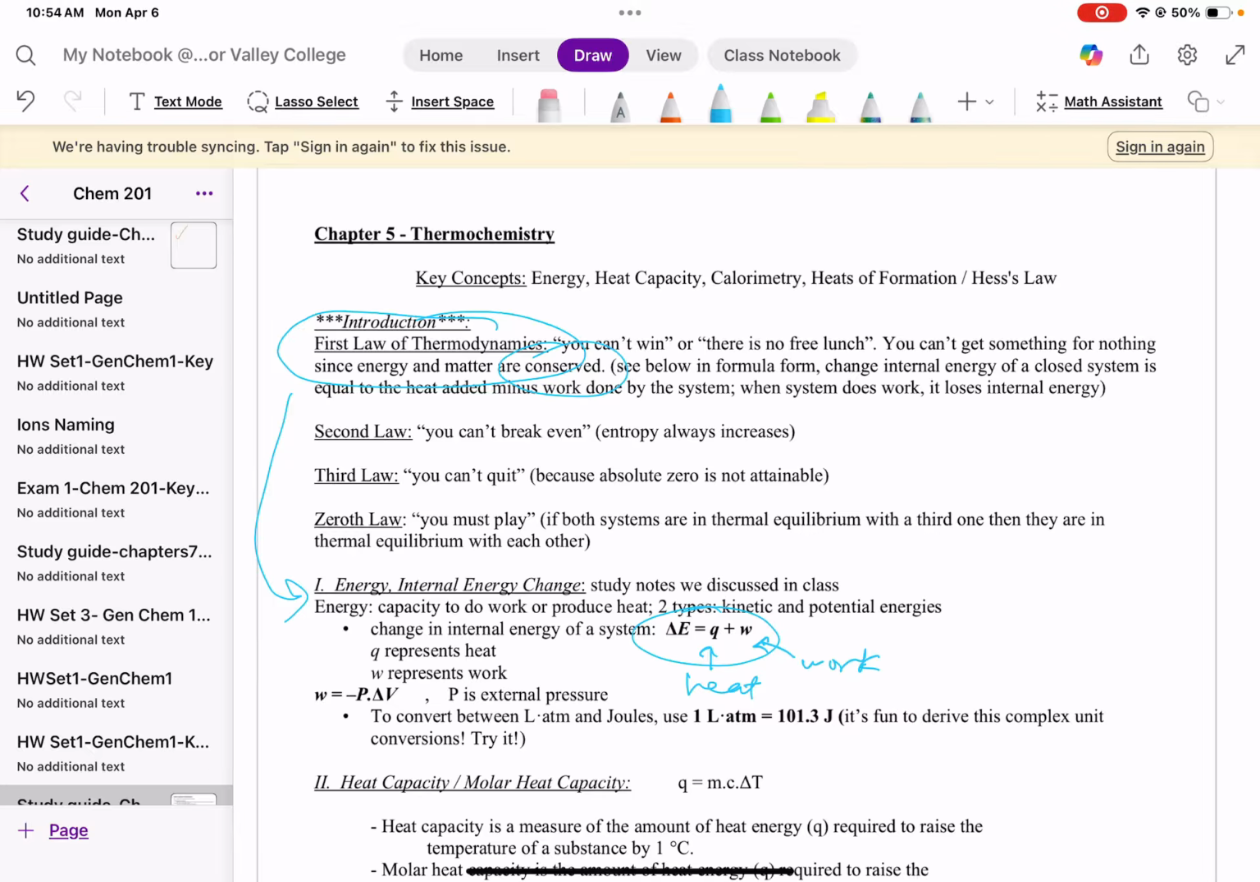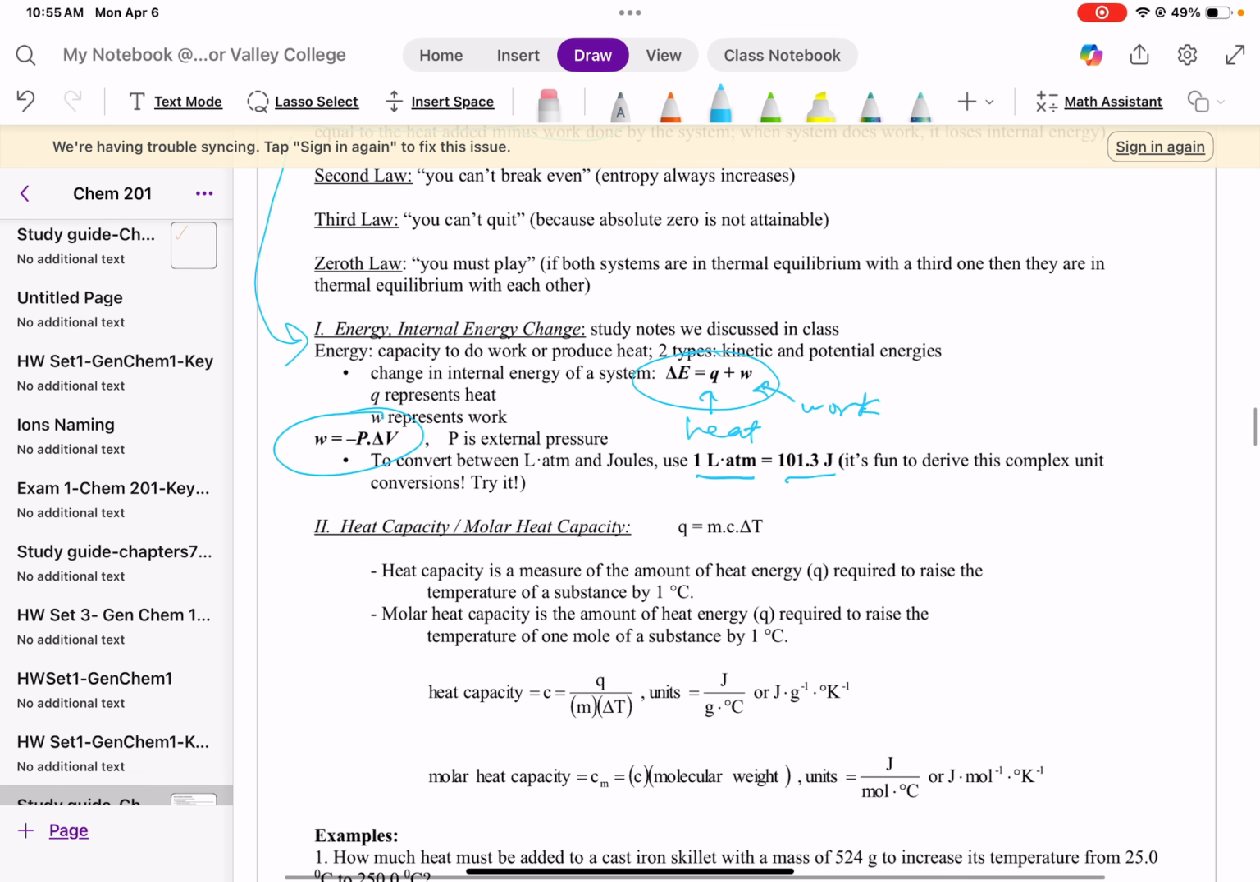For gases, work is minus P times delta V. P is external pressure, usually measured in atm, and volume in liters. If you do a conversion, liter times atm is about 101.3 joules. If we have time, we can derive those.